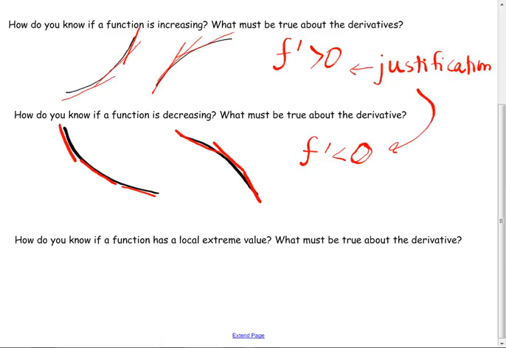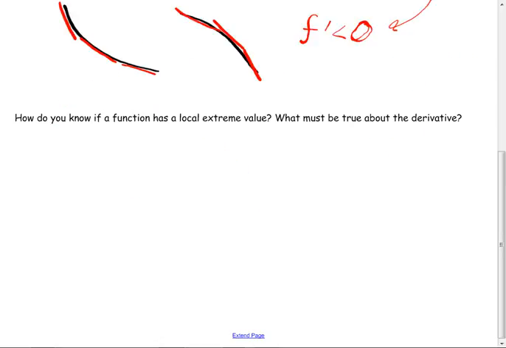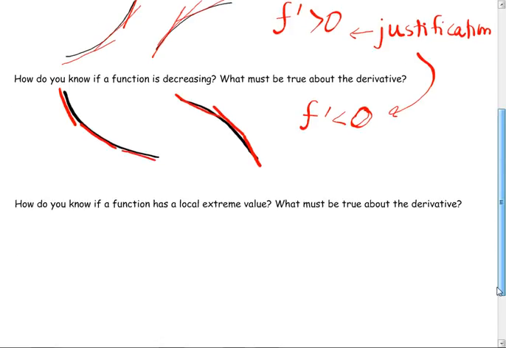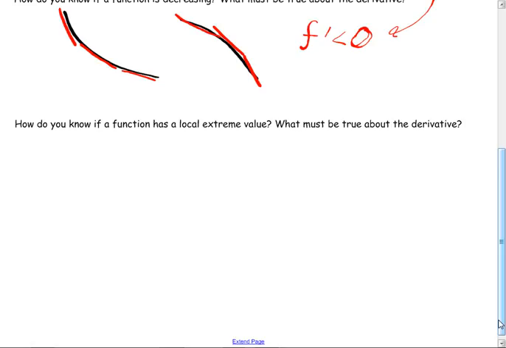Okay? How do you know if a function has an extreme value? If on the exam they ask you if a function's increasing or decreasing, this is what you would write: the derivative is positive or the derivative is negative. You can do it in words or you can do it with symbols. That's your justification.